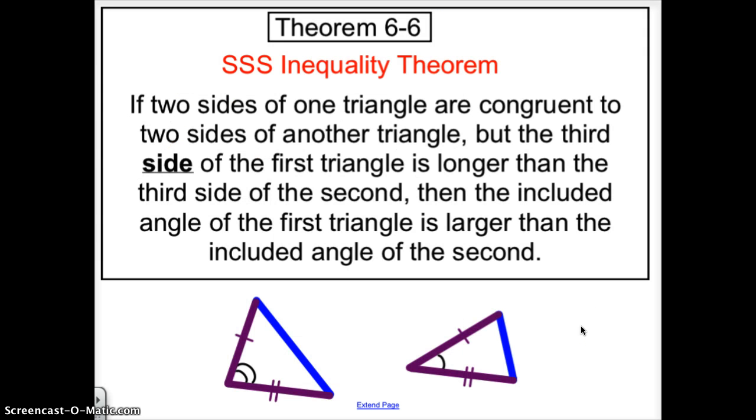Sort of the converse of that would be the side-side-side inequality theorem. If two sides of one triangle are congruent to two sides of another triangle, but the third side of the first is longer than the third side of the second, the included angle of the first triangle is larger than the included angle of the second. So if we know that two triangle sides are congruent to the sides of another triangle, but the third side is longer, the angle opposite the third side is larger than the angle opposite the second side.